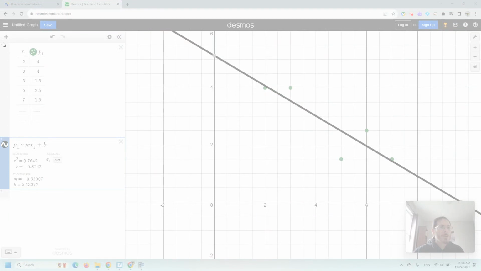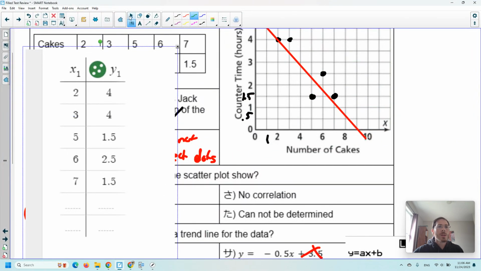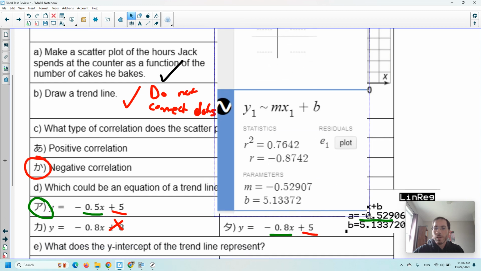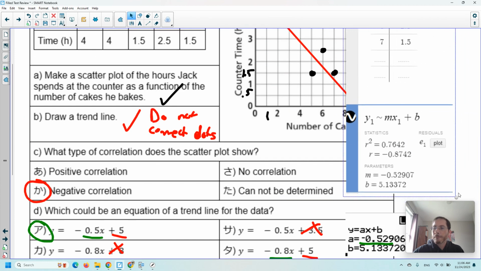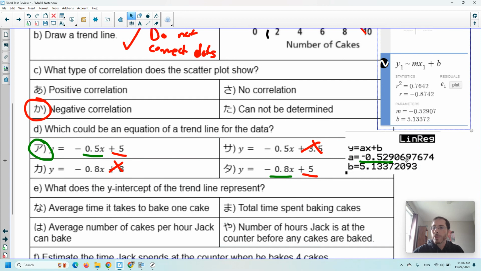I'm going to grab all this just to save it onto the screen. I want to save it to the current page. There we go. And again, you can see we get basically the same thing. So 0.529069, 0.52907, 5.13372, 5.13372. So we get the same answer with both of them. Again, that negative 0.5 tells us that that's what we want to pick. All right, so that's kind of that part.